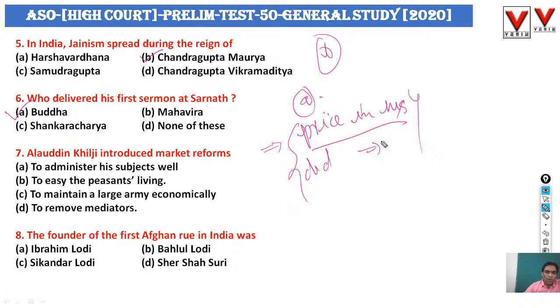It was because of this that he was not paying too much to the army, and at the same time he was maintaining a good, large army. If the prices are not going to increase, whatever he was paying, they were able to manage economically. So to maintain the large army economically, Alauddin Khilji introduced market reforms. So the right answer is C.